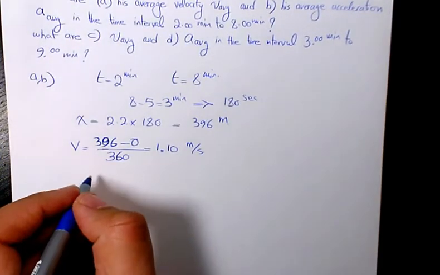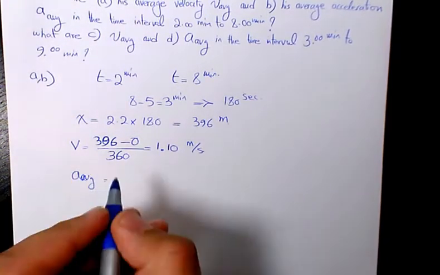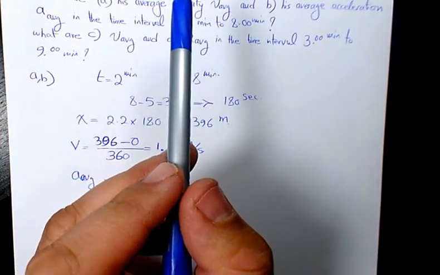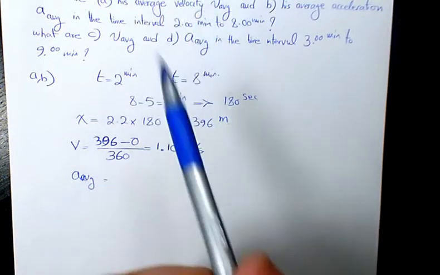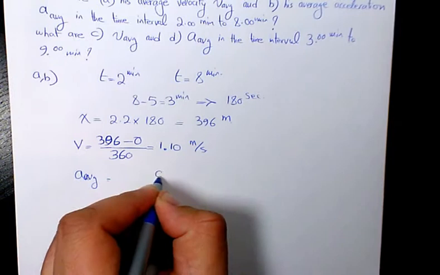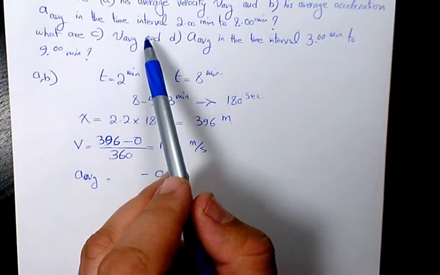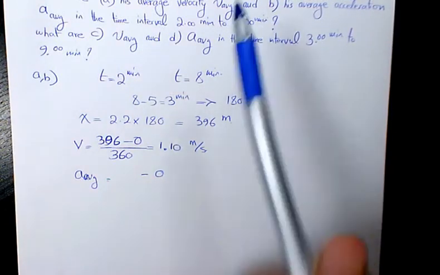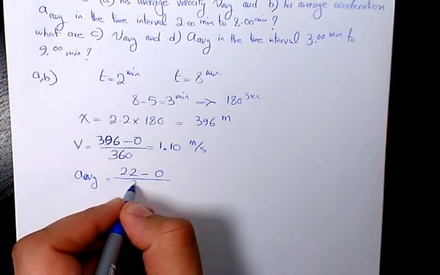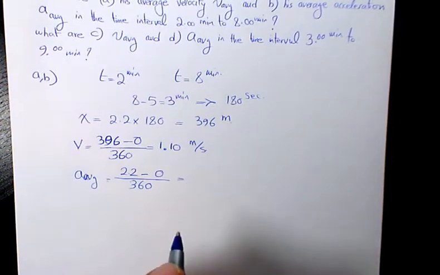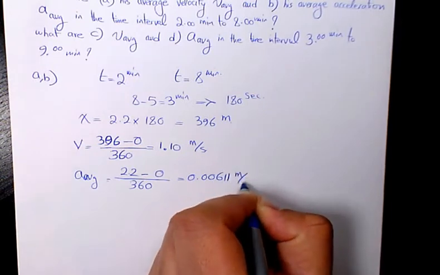Part B, it says find the average acceleration. It's going to be the change in velocity. So it was basically 0 right from the beginning. So we have 0 in this case. And at time 8 minutes, we have 2.2 meters per second, divided by, again, 360 seconds. So 2.2 divided by 360 is going to be 0.00611 meters per second squared.